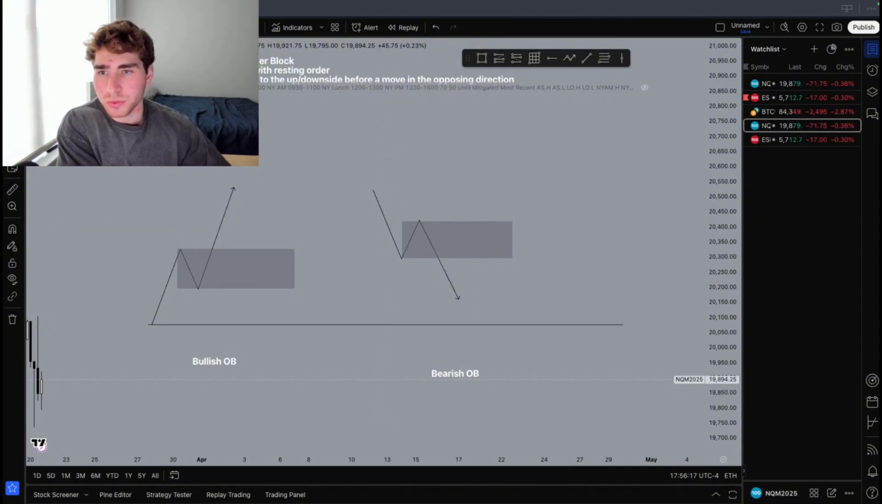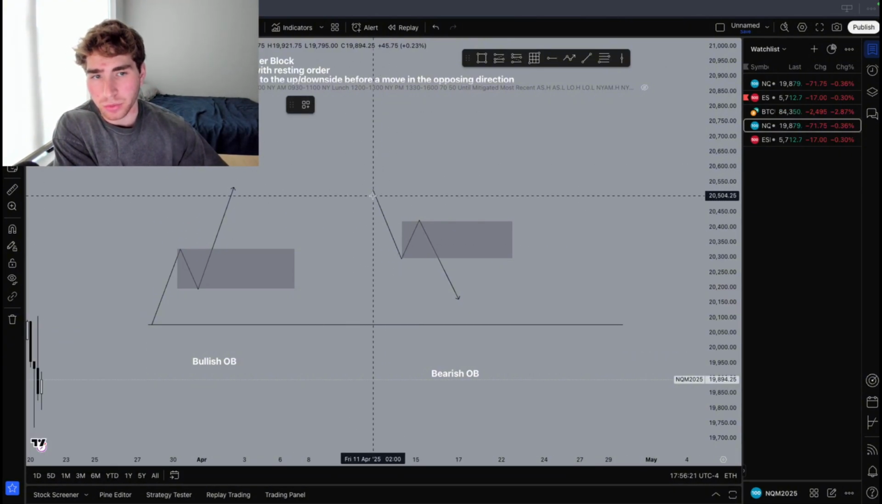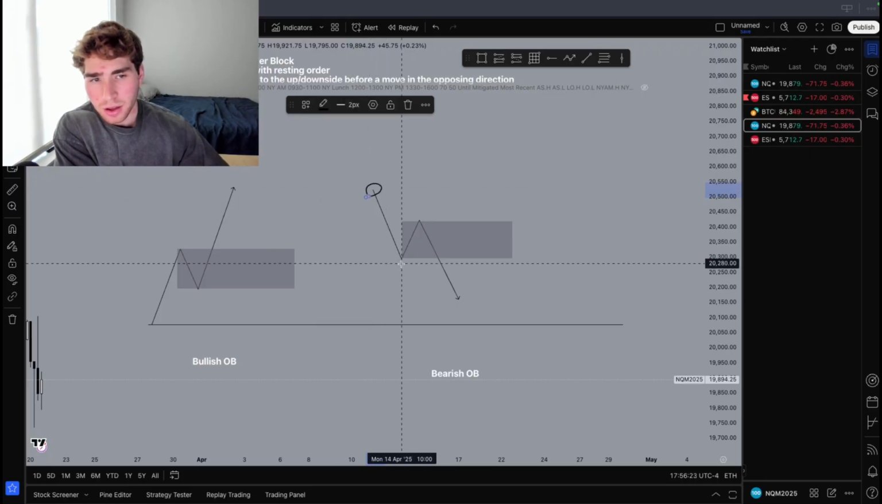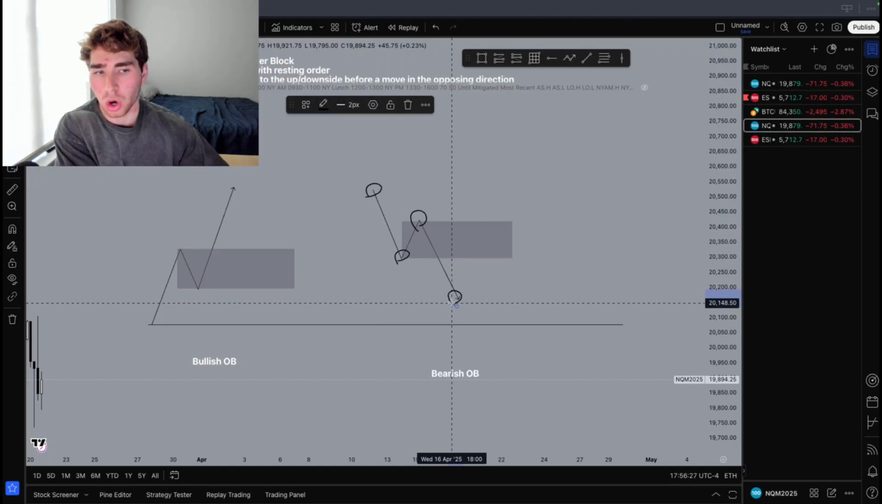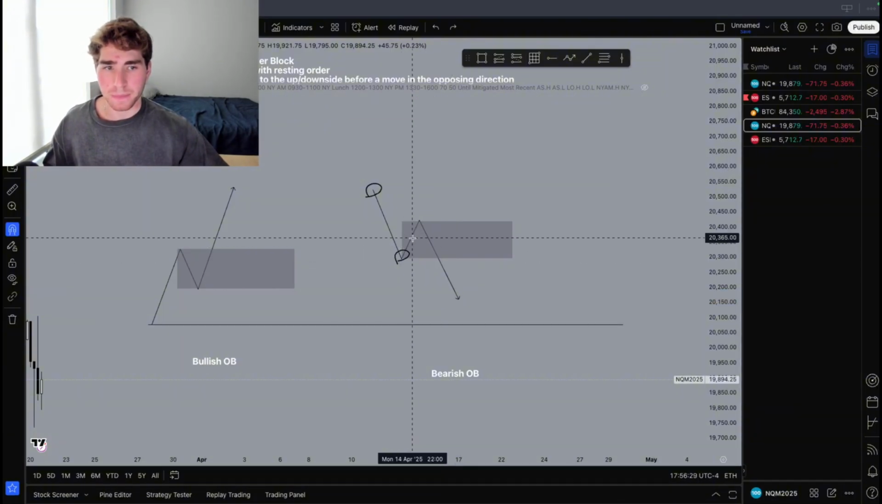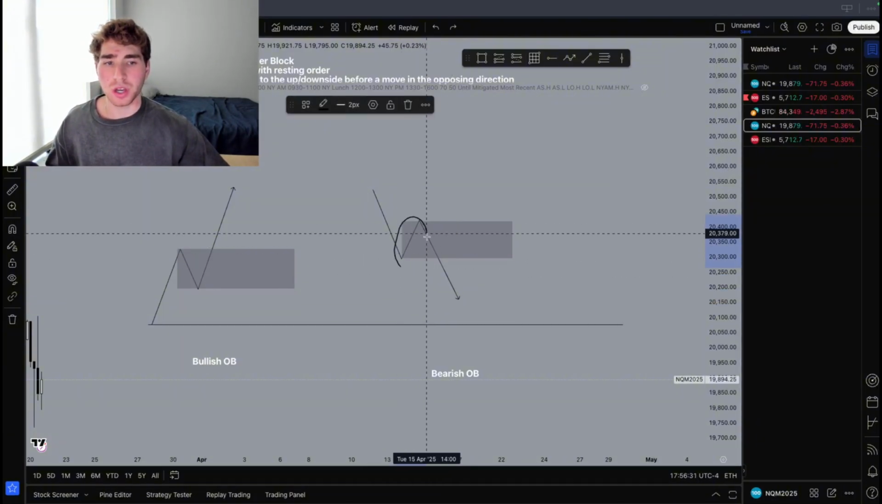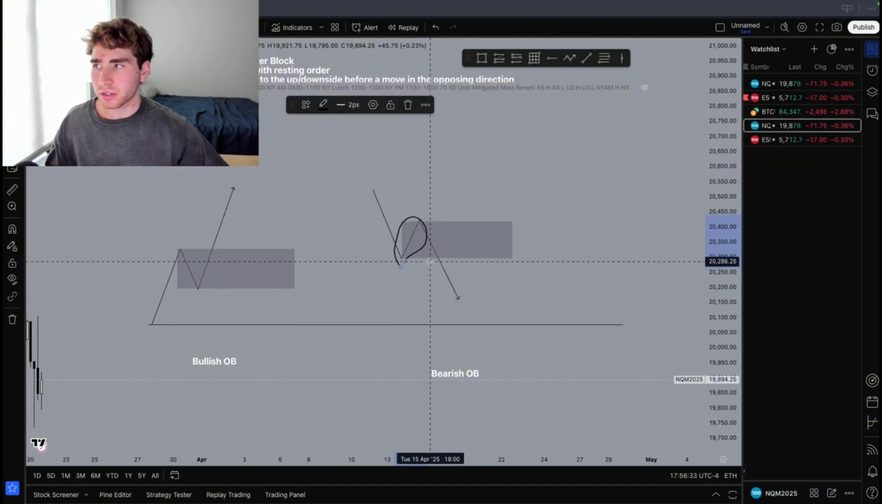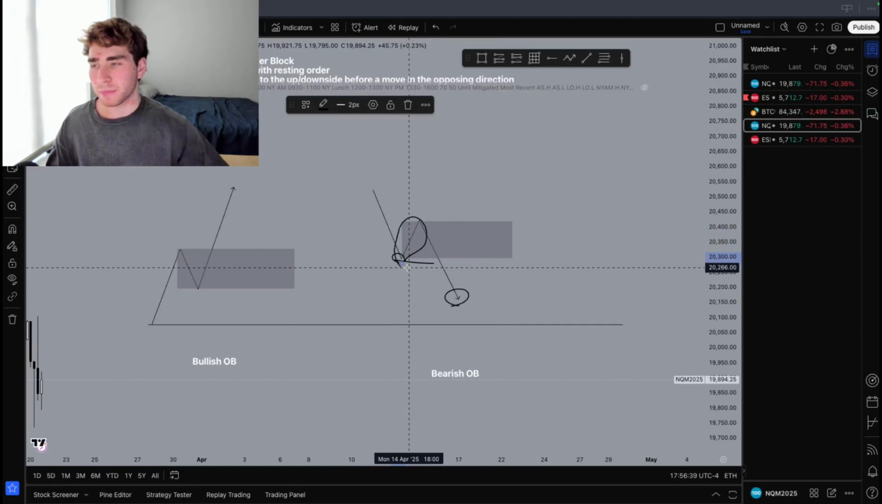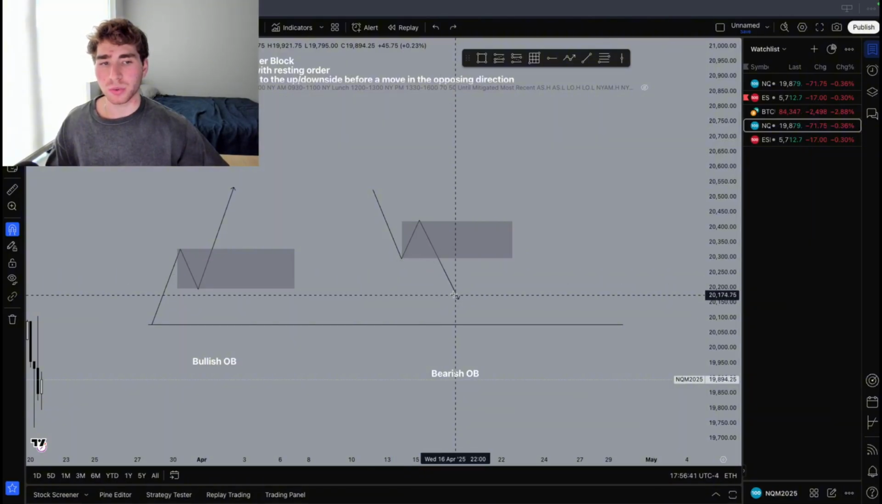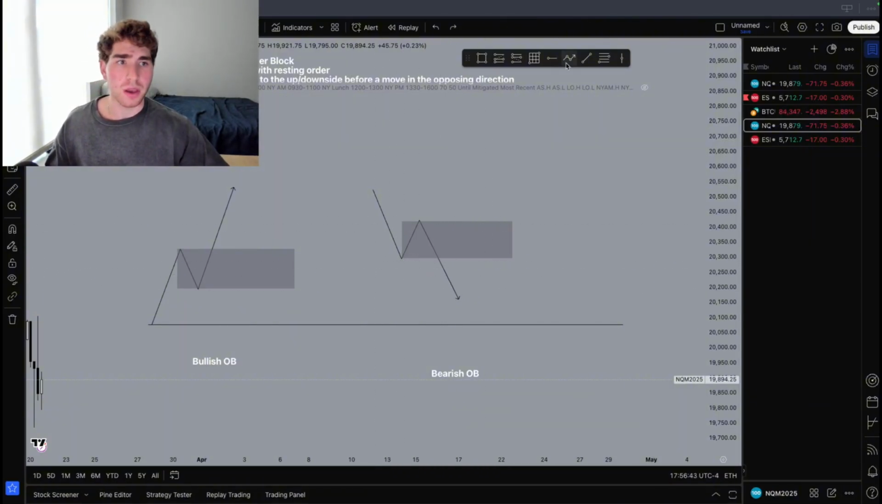The last move to the upside before a strong displacement to the downside. We're in a downtrend, right? High, lower low, lower high, lower low. The last move to the upside in a downtrend, and then a candle closure below that entire move. This is a swing low, and we got a candle closure below that swing low. This is now an order block, right?